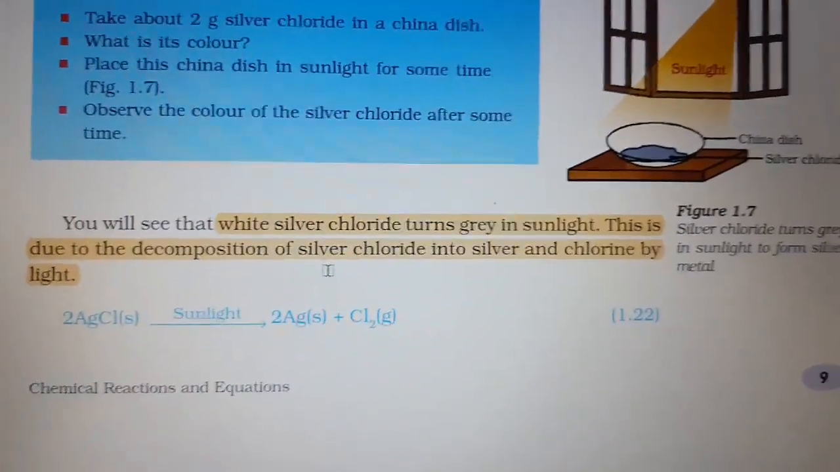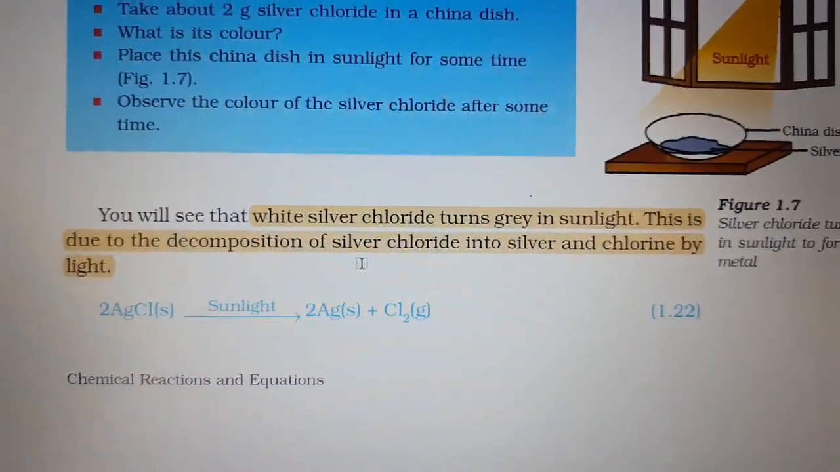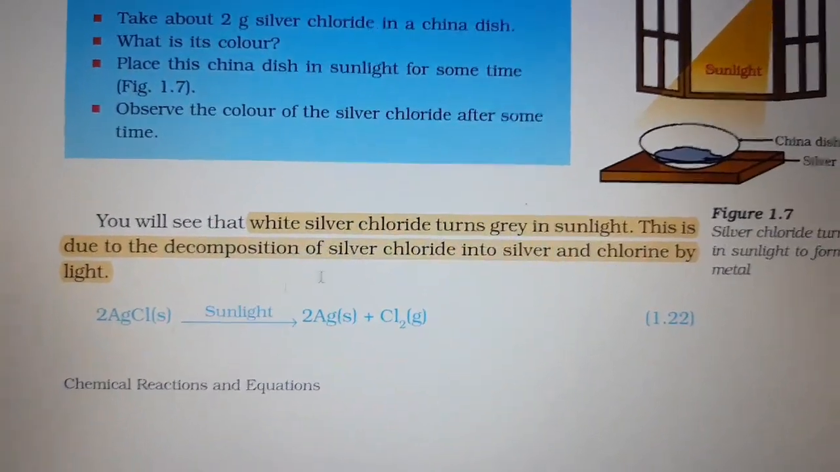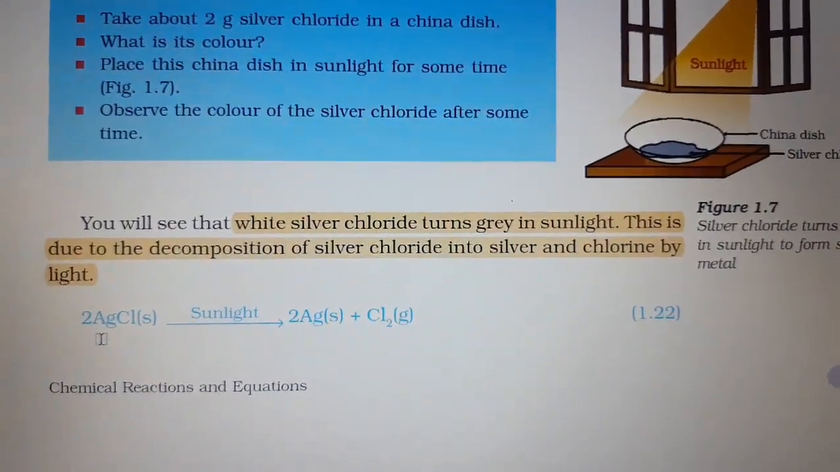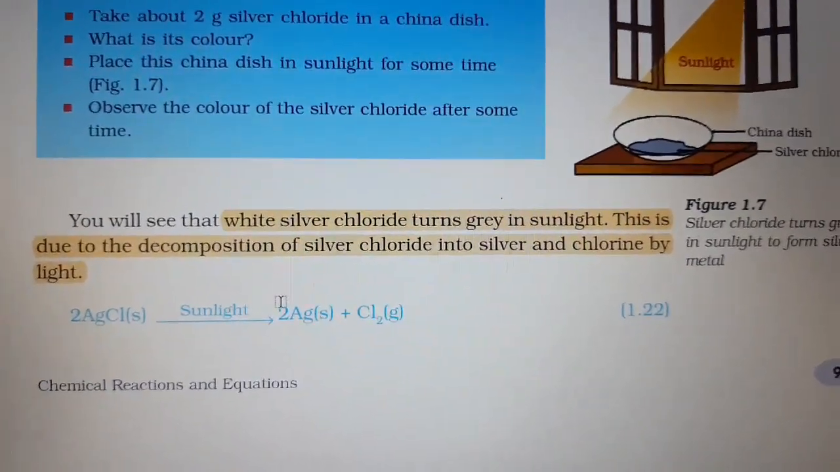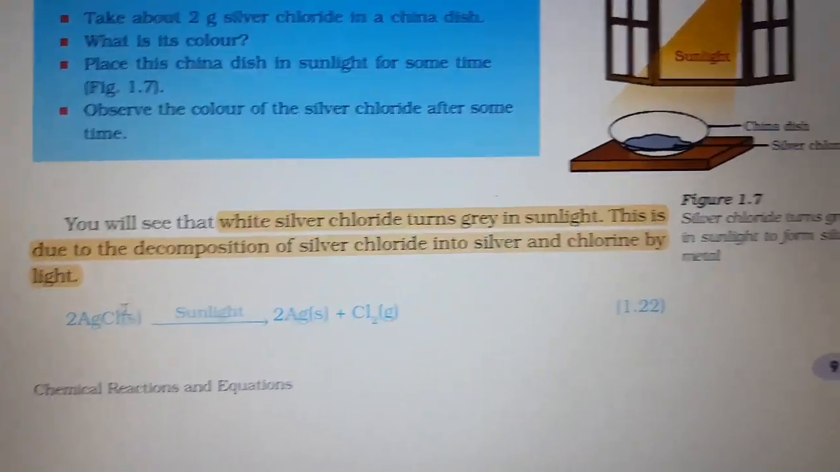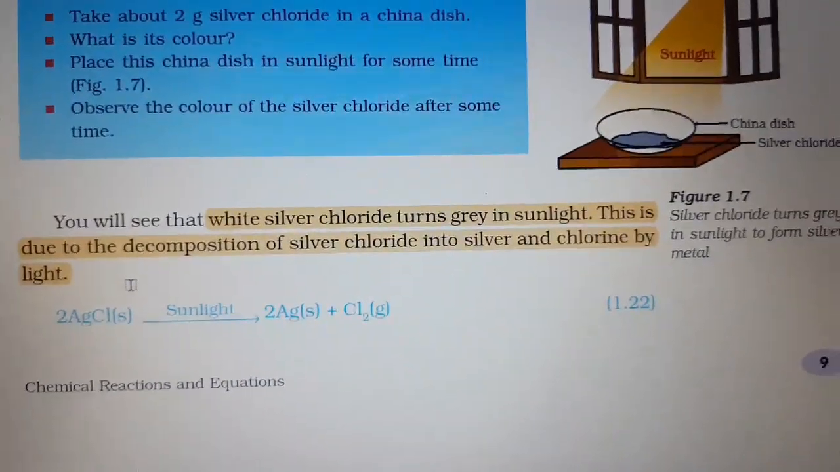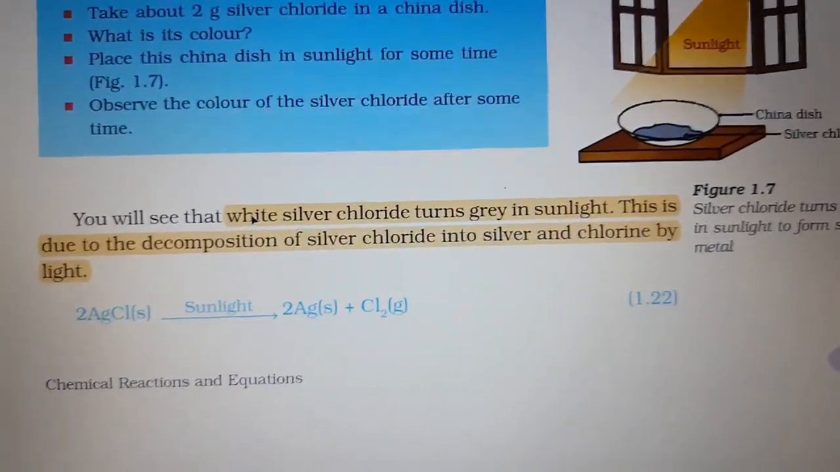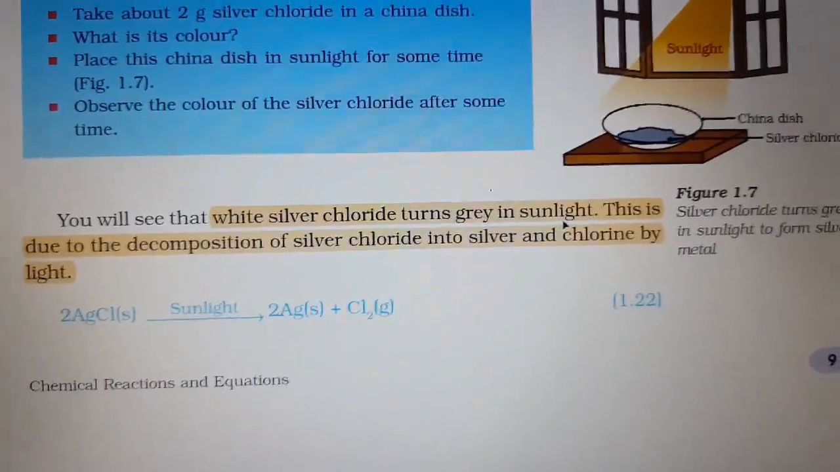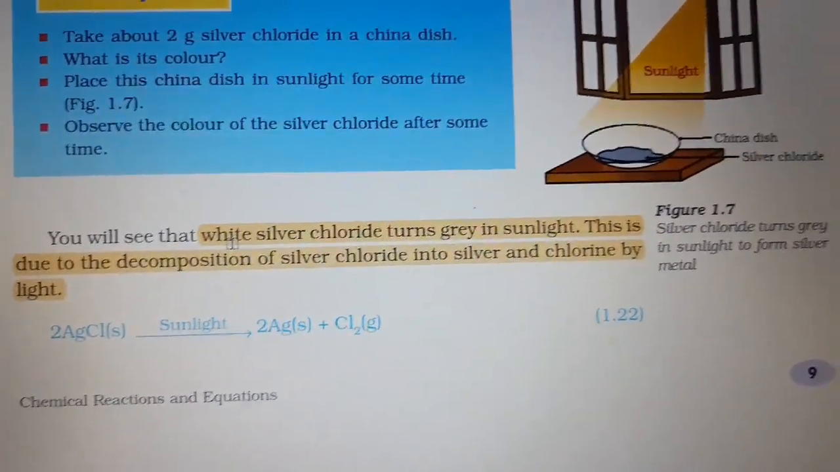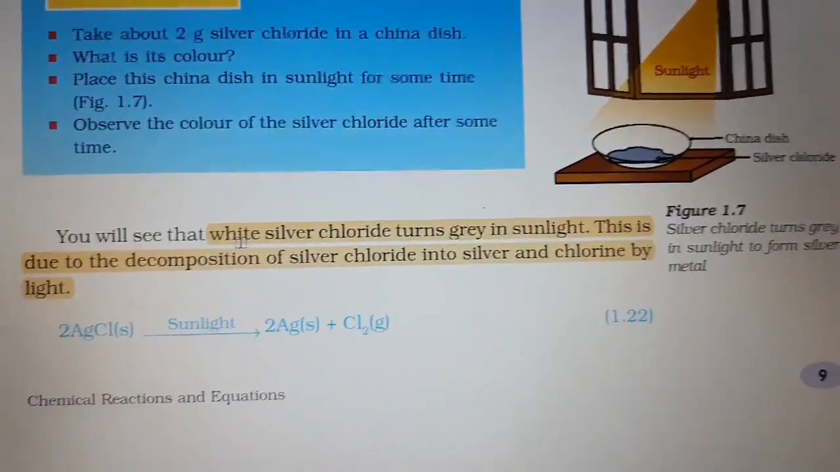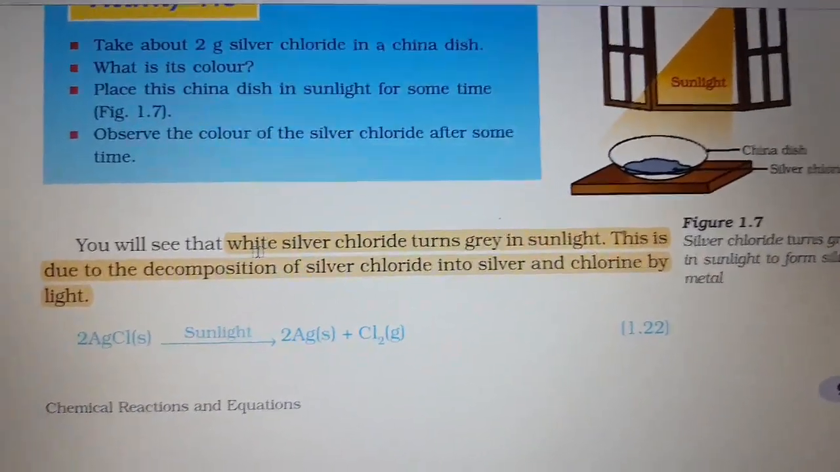Now one more example given of a decomposition reaction is the decomposition of silver chloride, that is AgCl. So what is this chemical reaction? As I have underlined here, the white silver chloride turns grey in sunlight. I have already told you that if there is a change in color, then that is associated with a chemical reaction.